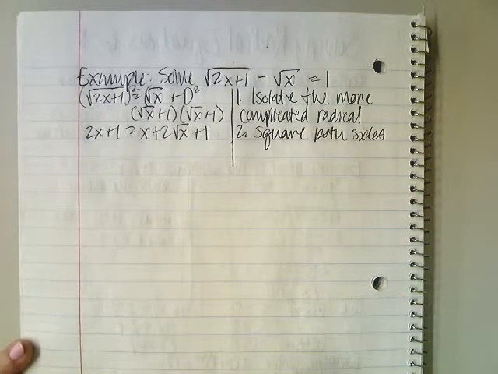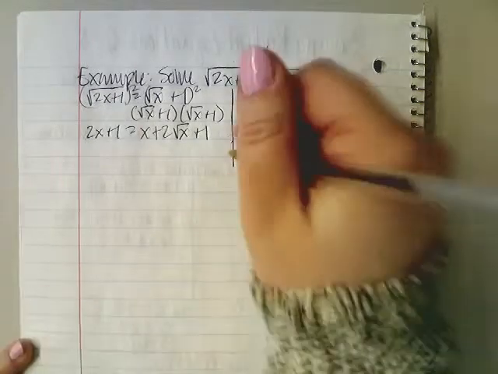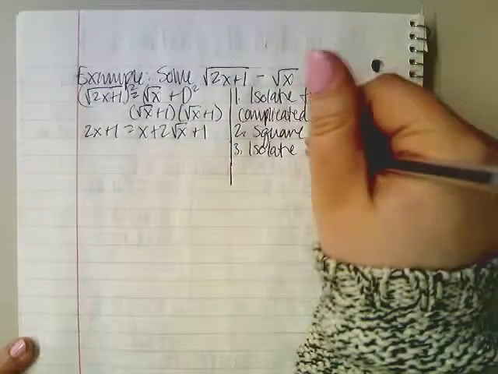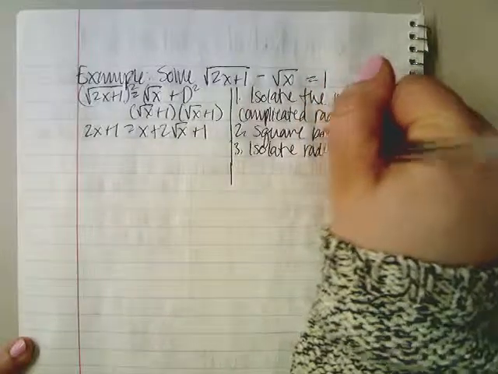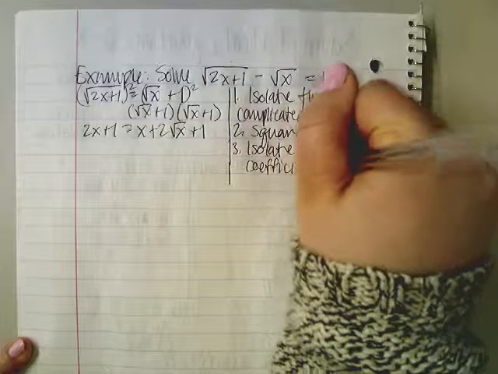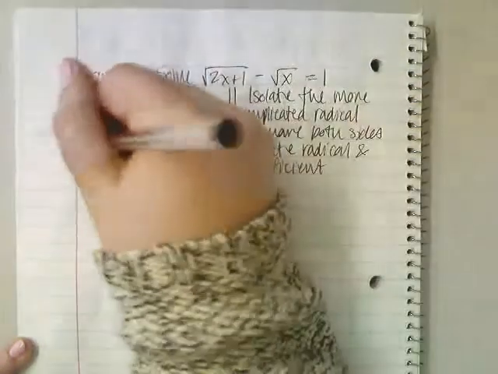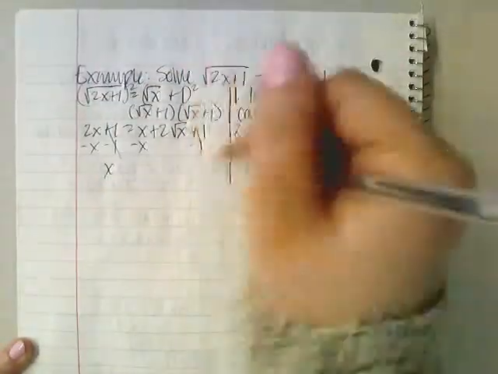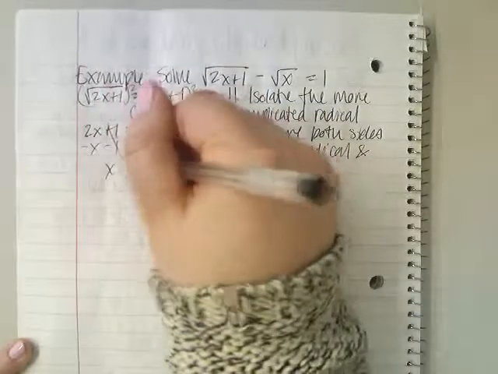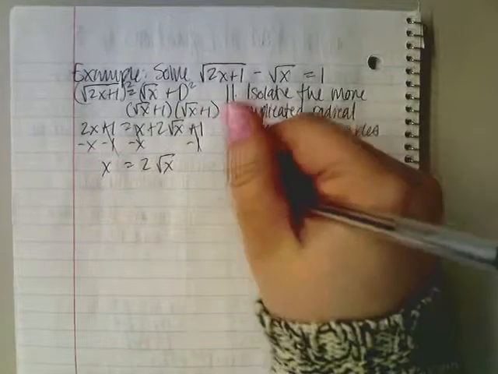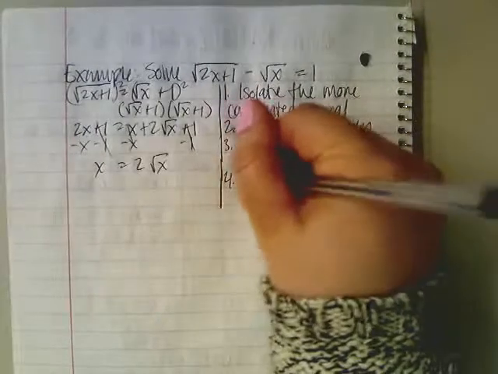All right, so now we've simplified this a bit. We can move everything to one side and now isolate the remaining radical and its coefficient. So when I do that, I'm going to subtract x from both sides. I'm going to subtract 1 from both sides, and I end up with 2x minus x, which is just x. Those ones cancel, that x cancels, and I'm left with just 2 square root of x. Now I need to get rid of that radical sign again, so I'm going to square both sides again.